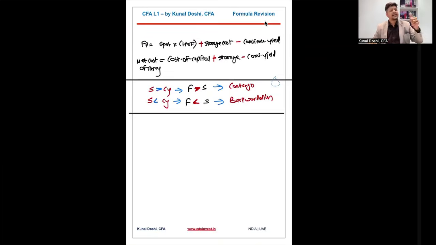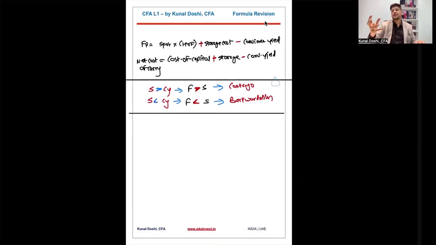Physically holding the commodity has a benefit. Convenience yield cannot be negative. It's a benefit. Understood? Convenience yield is a non-monetary benefit. Don't think about it always from the mathematics point of view. Think logically. Storage is a cost. It's always going to be positive.